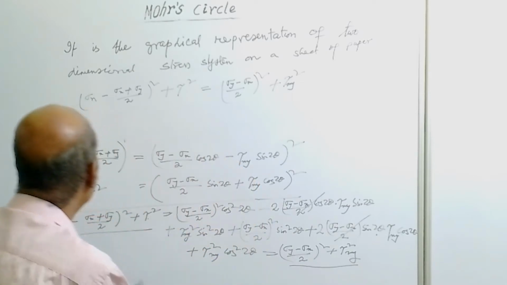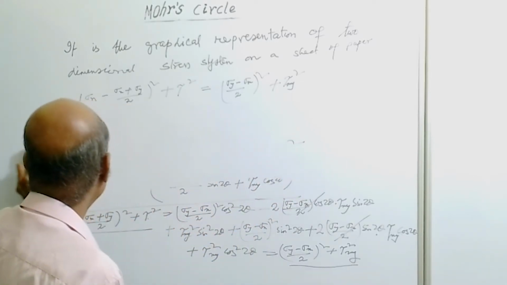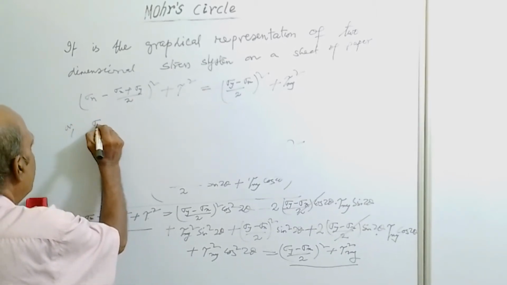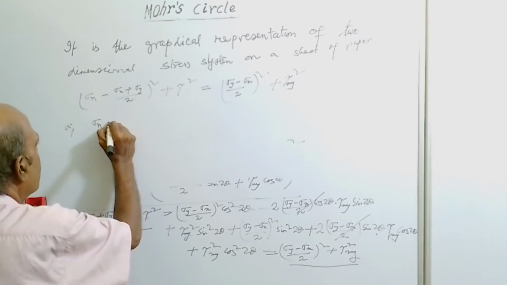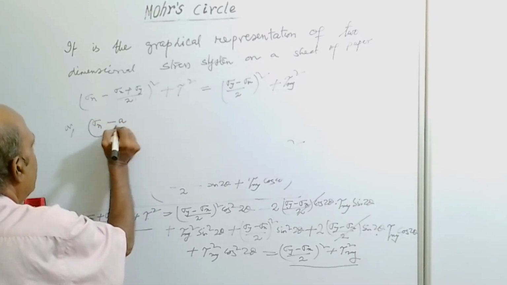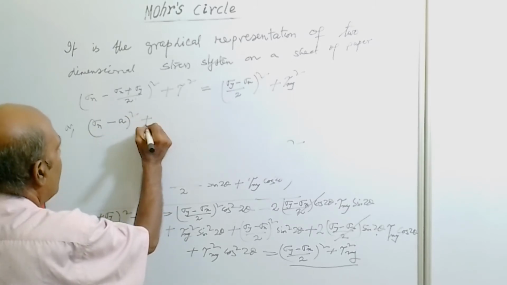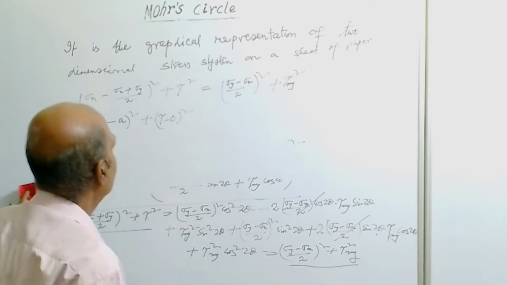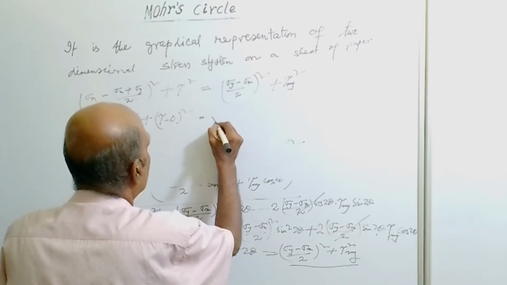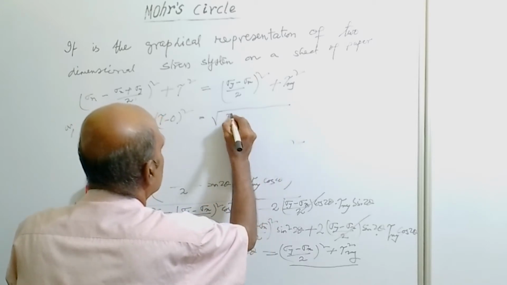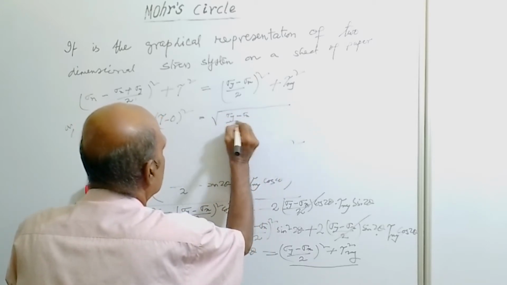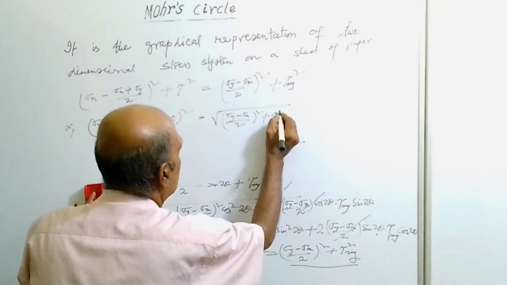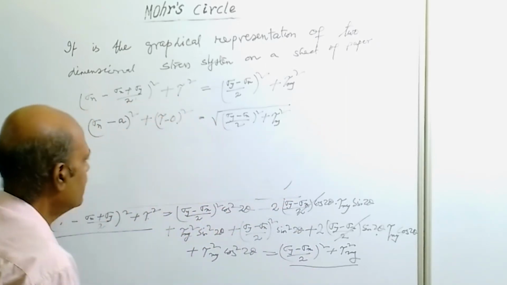Now you can see this is the equation of a circle, because we can write sigma n, and this is a constant value, so we can write (sigma n minus a) whole square plus (tau minus 0) whole square is equal to the square root of (sigma y minus sigma x) by 2 whole square plus tau xy whole square. So we have got this equation.